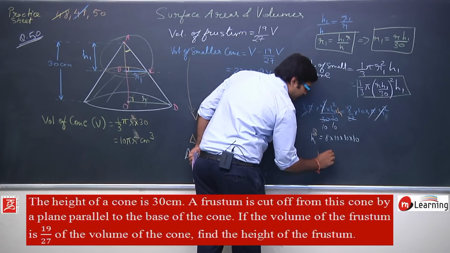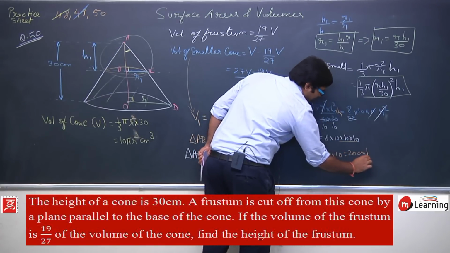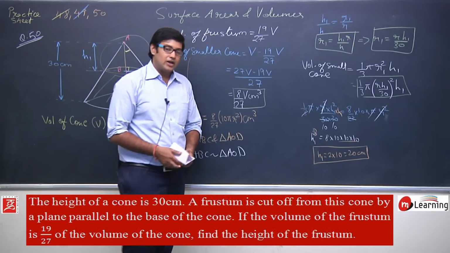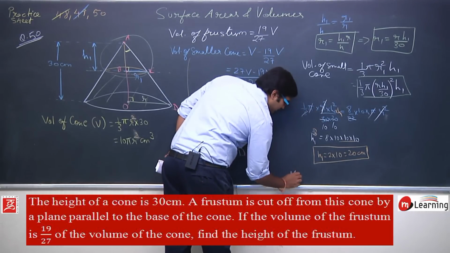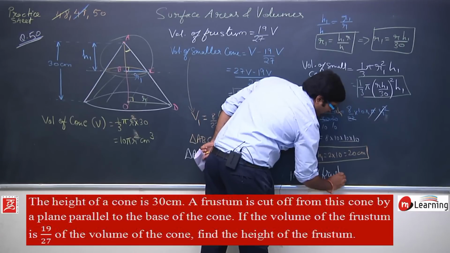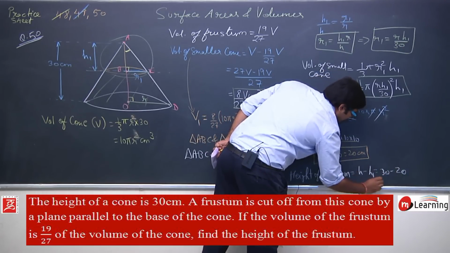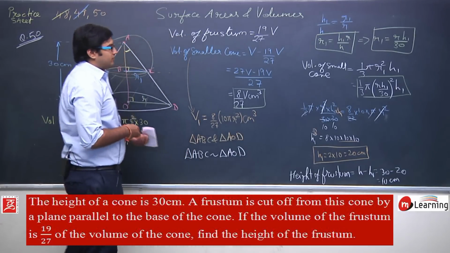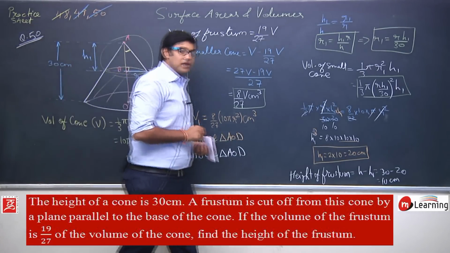So the value of H1 will become 2 into, this will give you 10. So that is 20 centimeters. So 20 centimeters is what? It is the height of the smaller cone. And if I ask you what is the height of the frustum, the height of the frustum will become H minus H1, that is 30 minus 20, that is 10 centimeters, okay. This is what the height of the frustum is, okay. So this completes question number 50, okay. So you can note this.